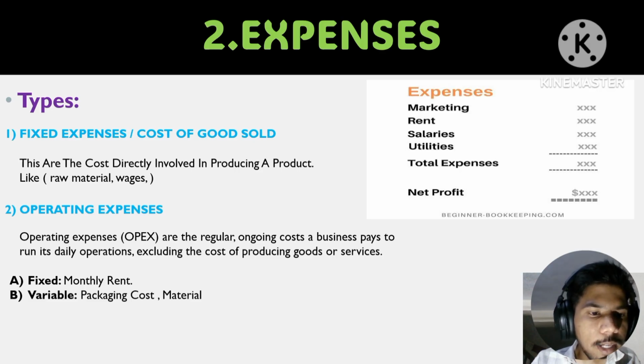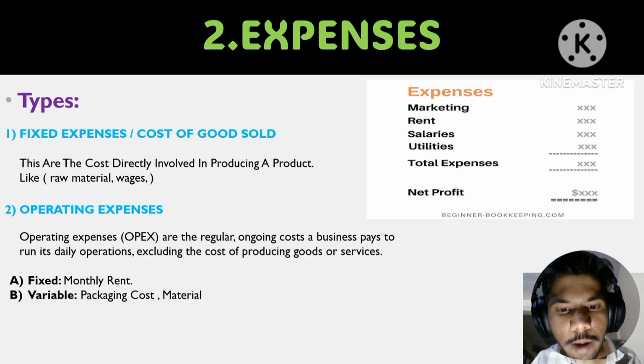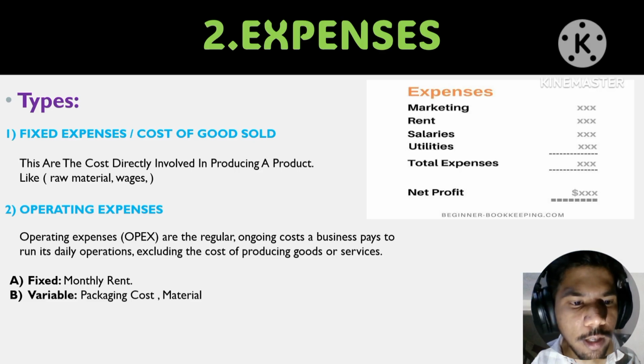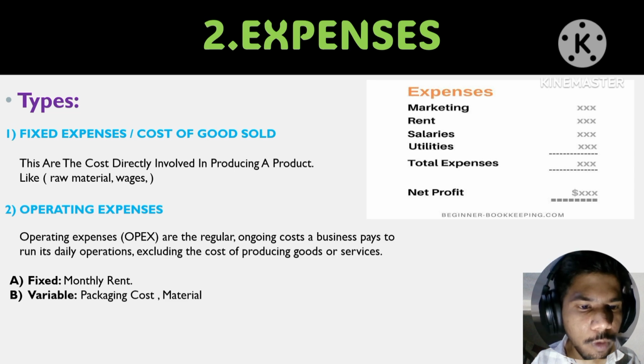So here in the top right corner we have an example of how expenses are calculated. From revenue, we subtract expenses. In expenses, we have marketing expenses, rent expenses, salaries, utilities. Once we combine these, we call it total expenses, and we subtract it from the revenue. After subtracting, we get net profit.